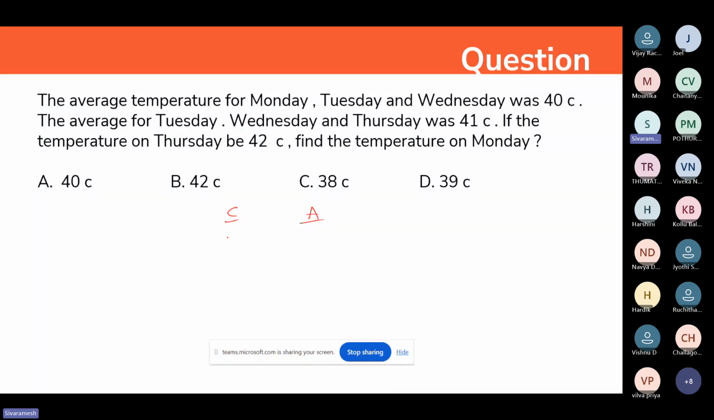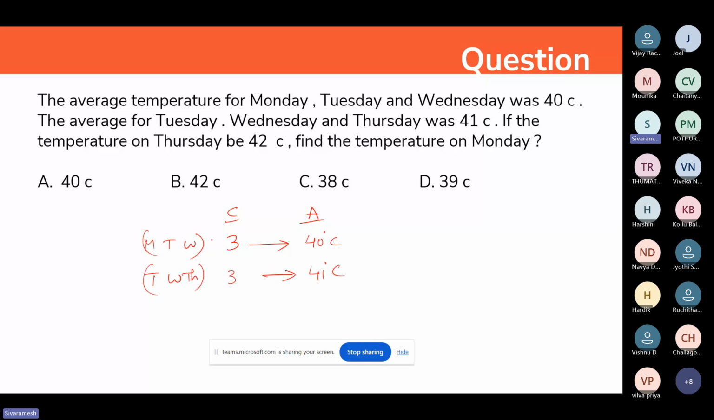I can say that count is 3 days. What are those 3 days? Monday, Tuesday and Wednesday. These 3 days' average is 40 degrees Celsius, correct? Now they are mentioning that the average temperature for Monday, Tuesday and Wednesday was 40 degrees Celsius. The average for Tuesday, Wednesday and Thursday, again they're talking about 3 days. From this you have to understand that the count is not getting changed. 3 days, and next also they are considering 3 days. What are those 3 days? Tuesday, Wednesday and Thursday, again 3 more days.